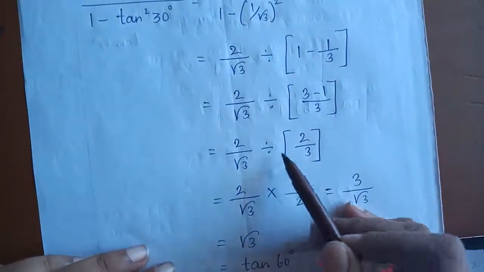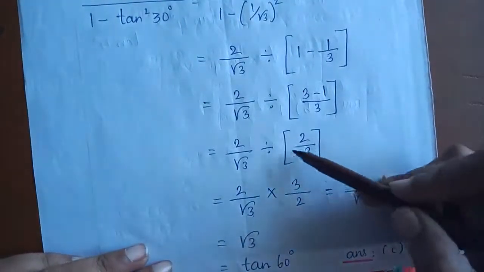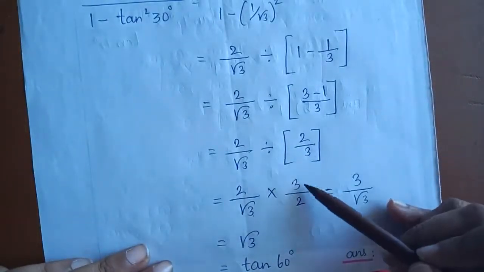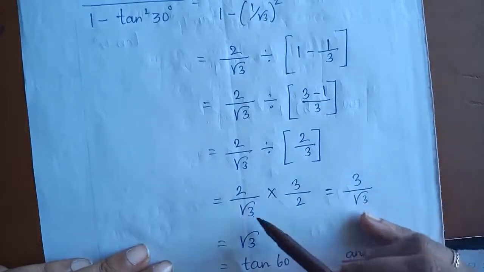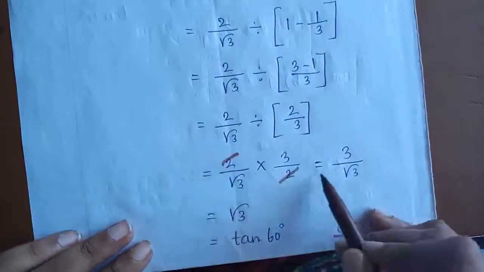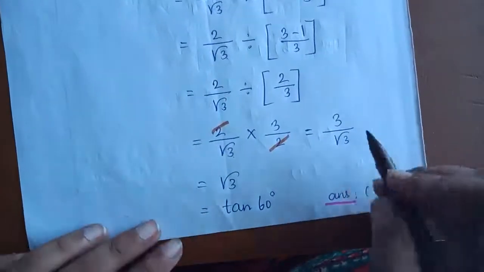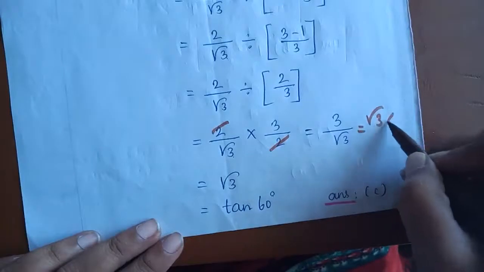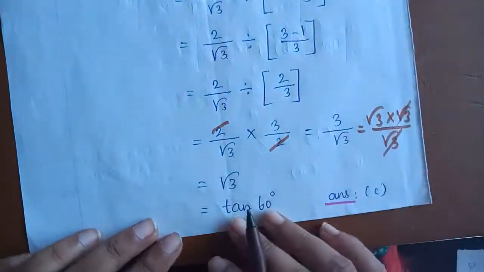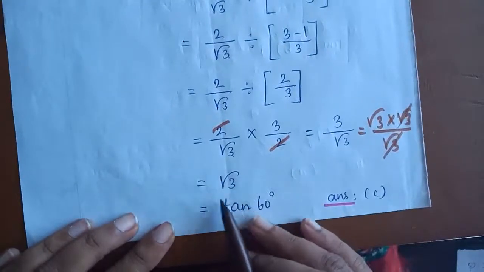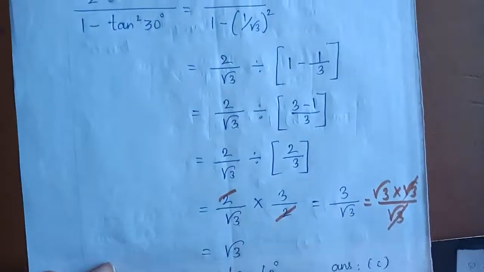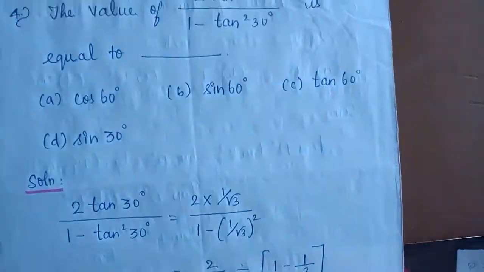We change the symbol division into multiplication. Then you have to take the reciprocal. So the numerator will become 3 and the denominator is 2. So 2 by root 3 into 3 by 2, which is equal to 2 gets cancelled. You get 3 by root 3. So here we can split 3 as root 3 into root 3 divided by root 3. So root 3 gets cancelled, we get root 3. So root 3 is nothing but tan 60 degree value. So the correct answer is option C, tan 60 degree.